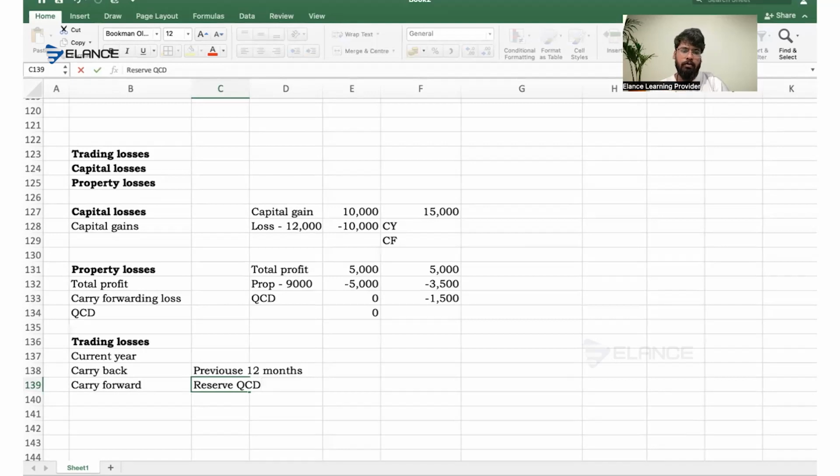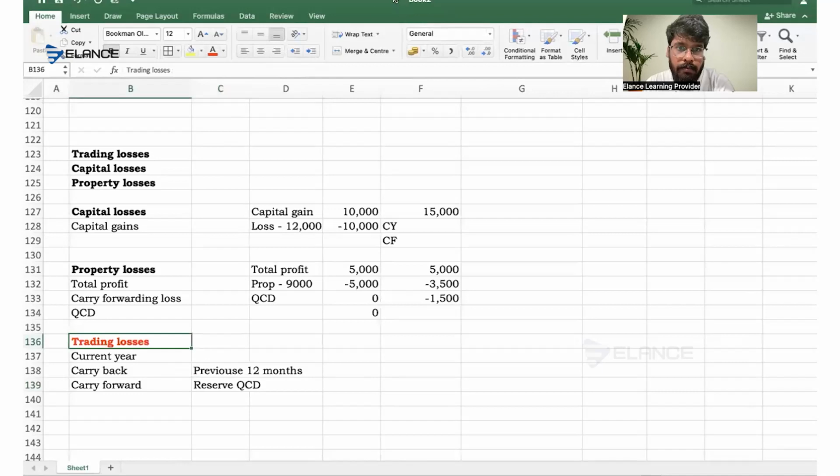So there are 3 methods available for trading losses. These are the 3 methods we can use while setting off the trading losses, and we will discuss more while practicing the question. These are the basic things related with losses. These 3 types of losses will be tested in our exam. So can I ask a doubt, sir? Yes.